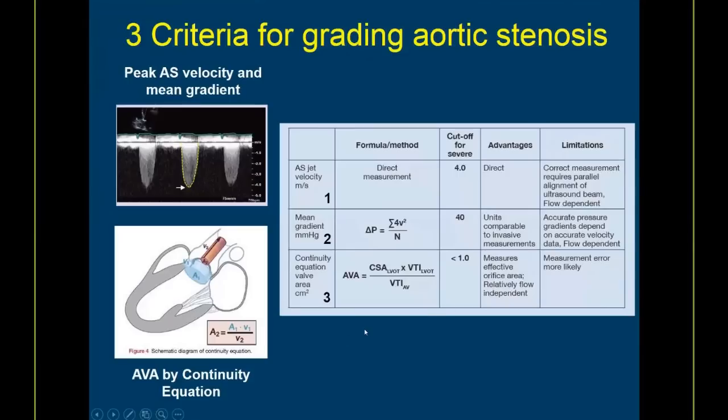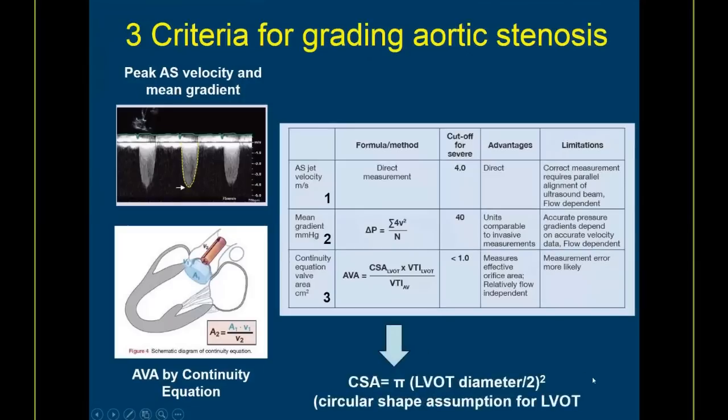And finally, we use the aortic valve area calculated by the continuity equation. That is calculated as your LVOT cross-sectional area times your LVOT TVI, or velocity time interval, divided by your V2 VTI. The aortic valve area is less flow dependent, but it is also subject to measurement error, given that there are a lot of variables in the calculation. This is especially true when calculating the LVOT cross-sectional area, which is calculated as essentially pi r squared, because it assumes a circular shape for the LVOT. So it's pi times your LVOT diameter divided by 2, squared.